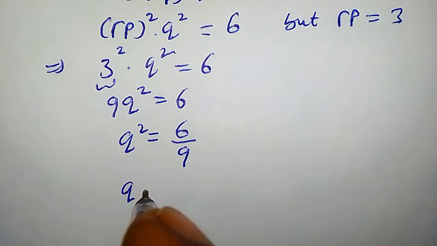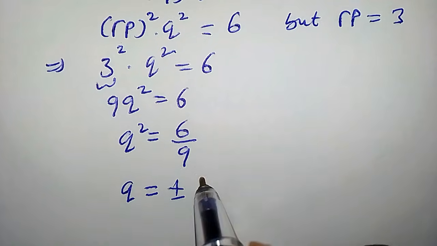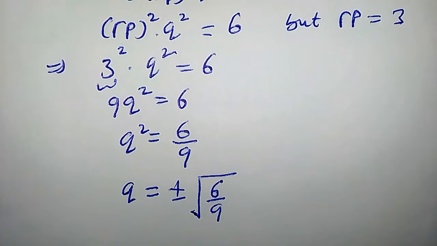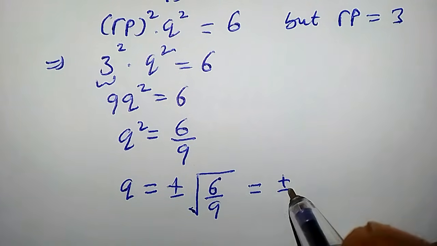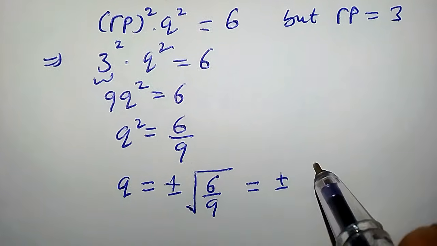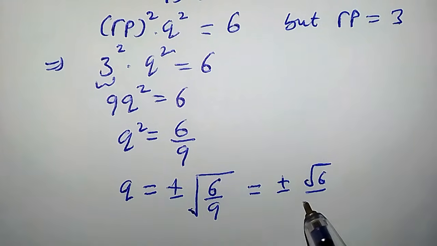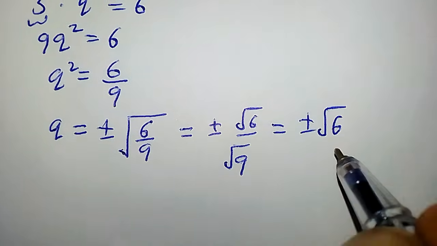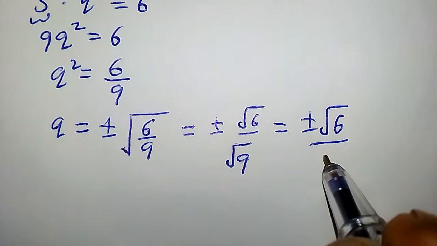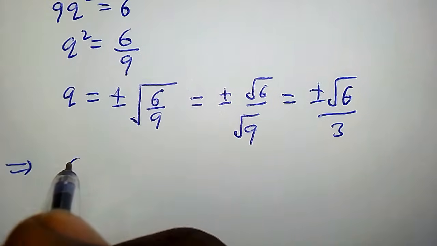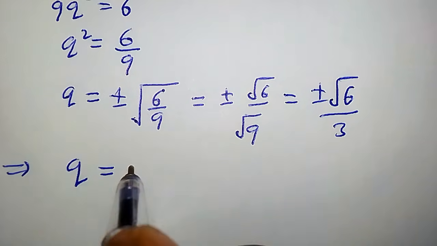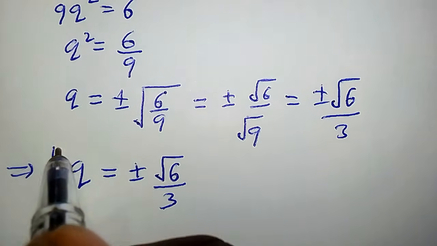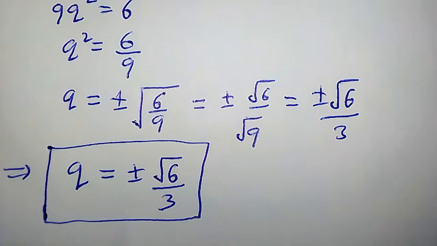So Q equals plus or minus square root of 6 over 9. By taking square root of both sides, we have this. This also equals plus or minus square root of 6 over square root of 9. What is square root of 9? That is 3. This implies that the value of Q equals plus or minus square root of 6 over 3. This is the value of Q. Take note of it. Very important.